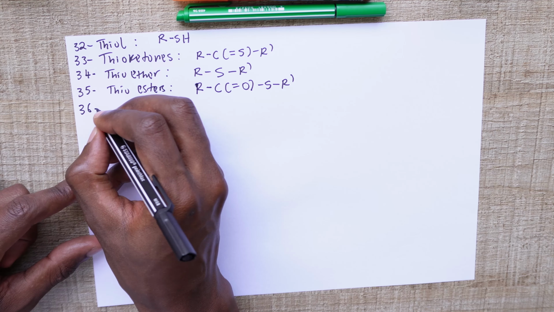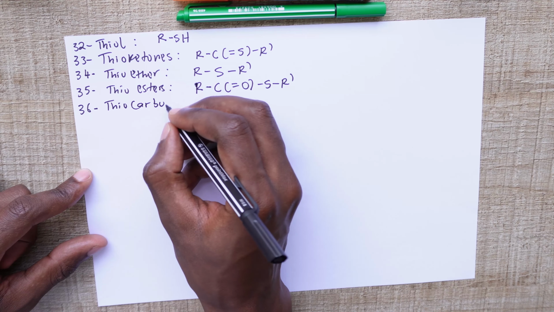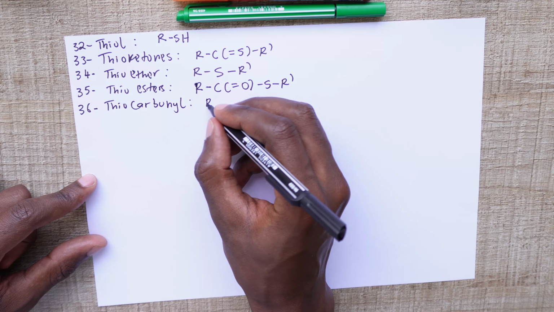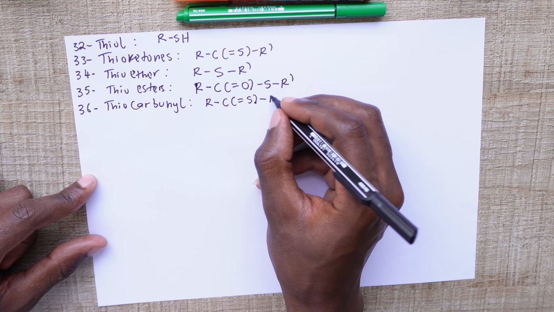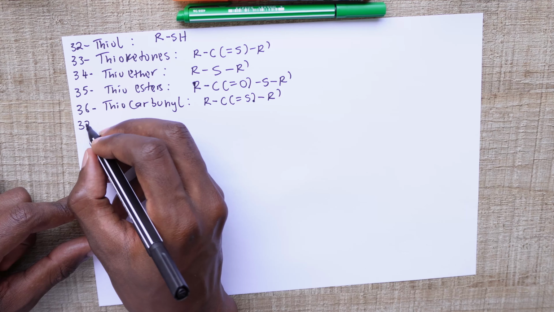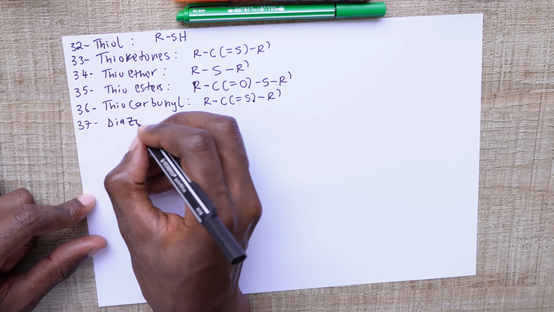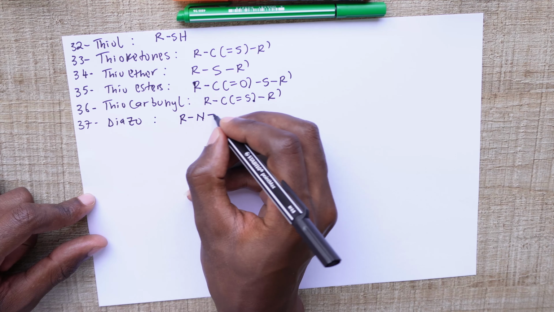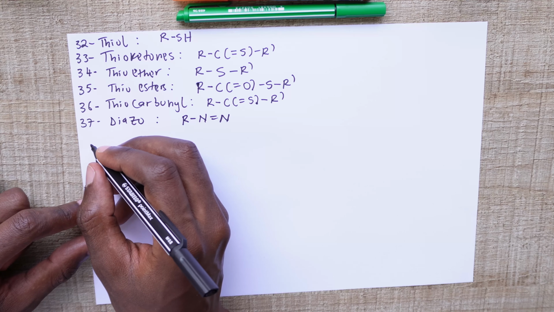The 36, you have the thiocarbonyls, which have as functional group R, C, S, R prime. So everywhere you see thio, then they see sulfur. Okay, that's the trick. 37, you have the diazo, which have as functional group RNN, or RN2 if you prefer.